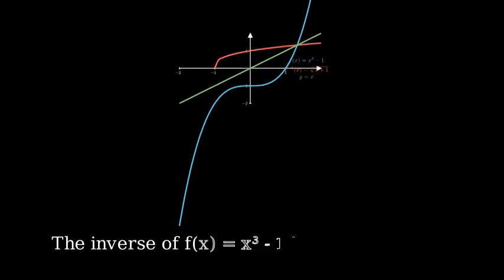In conclusion, we've found that the inverse function of f(x) = x³ − 1 is f⁻¹(x) = the cube root of (x + 1). We verified this by checking both compositions equal x and visualized both functions on a graph.